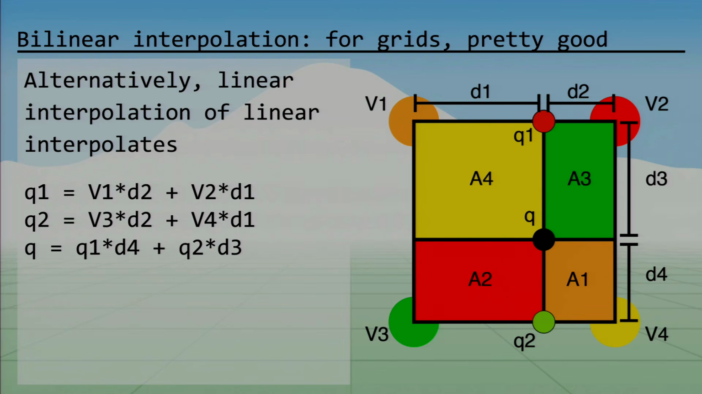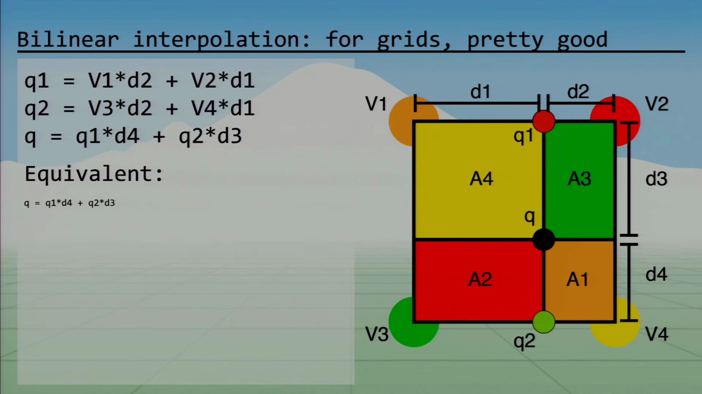And what we really hope is that these two formulations are equivalent. And in fact, they are, and it's simple algebra to show that they are. We can take our formula for Q, which is the linear interpolation between Q1 and Q2. We can substitute in the formulas for how we calculated Q1 and Q2, which are just this linear interpolation between V1 and V2.